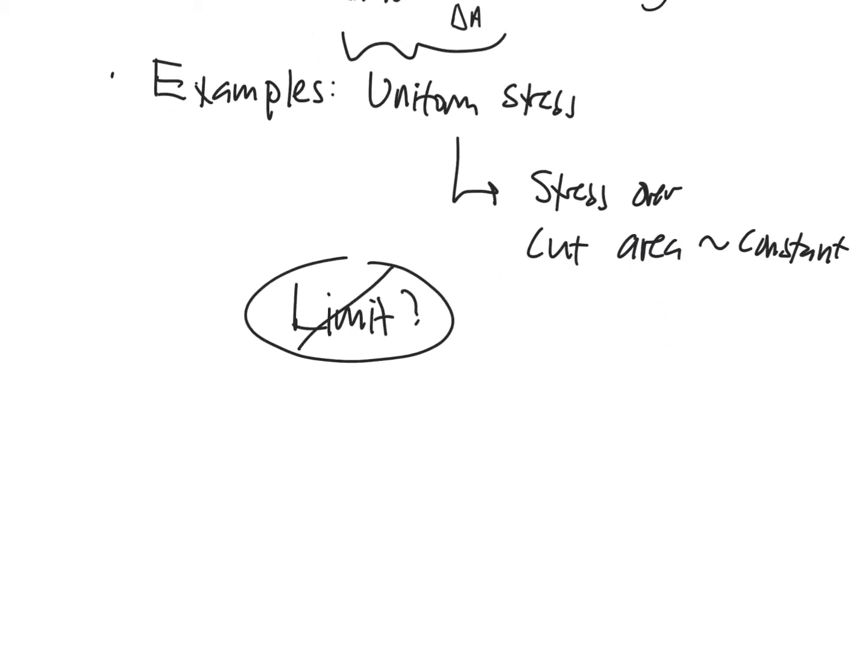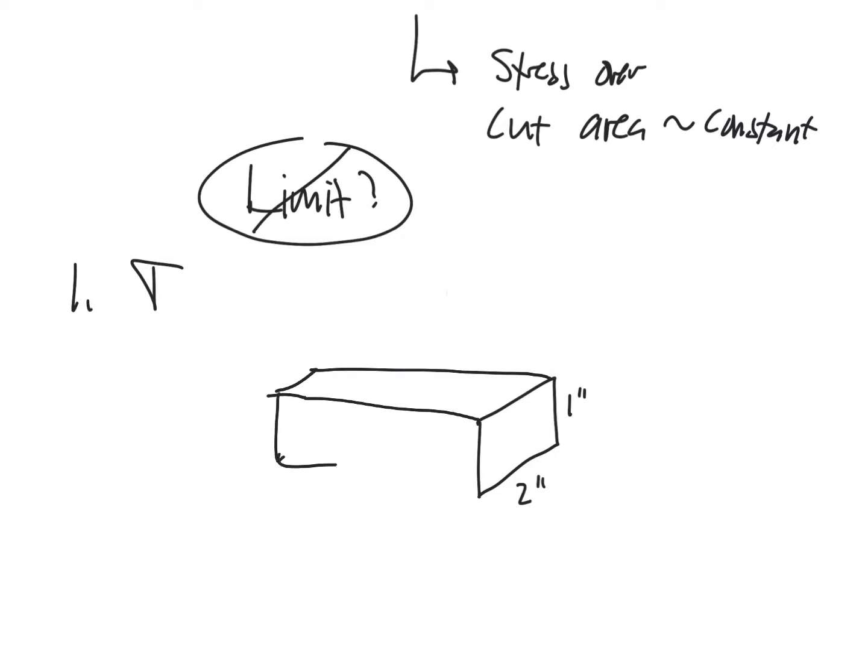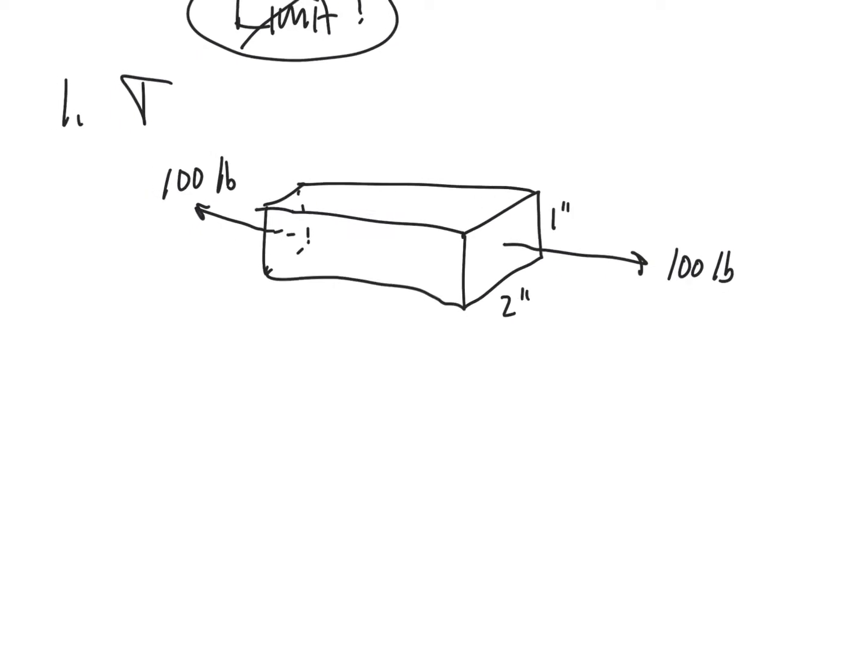So let's take a look at these examples. The first one that we'll do is an example of a uniform normal stress. And we're going to pick a really simple problem. Let's say that we have a cross-sectional area that is 2 inches by 1 inch, rectangular, and it goes something like this. We can imagine something that we can pick out of the rack at Home Depot. And we just pull on it. I'm going to pull with 100 pounds this way, and 100 pounds this way. And we would like then to make a cut perpendicular to the applied load direction. So our cut is going to be perpendicular to the 100 pounds.